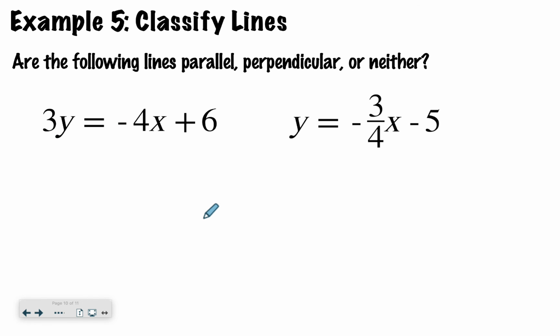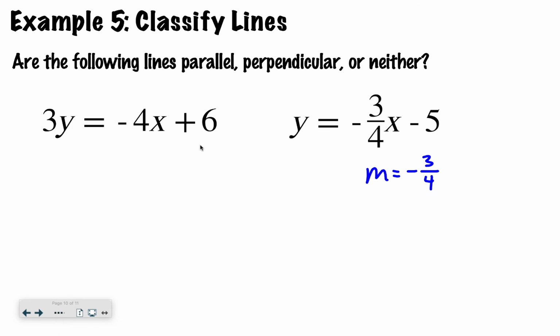So now let's practice classifying lines. So if I give you two equations, I want you to be able to tell me, are these two lines parallel? Are they perpendicular? Or are they neither? Okay, so the best way to do this is, well, the only way to do this is to find the slope of each line. So this one right over here, that's easy because it's already in slope-intercept form. So I know my slope is -3 over 4.